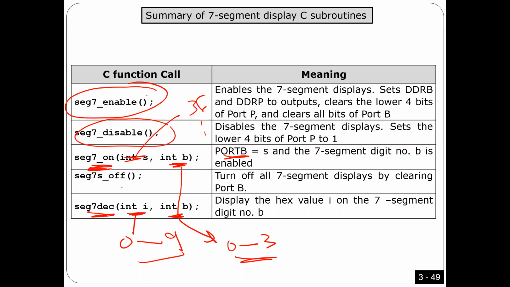We have another function here. It's called segment 7 off. This one should turn all the 7 segments off. So actually you are clearing port P. Actually this function is similar, you just put 0 here.